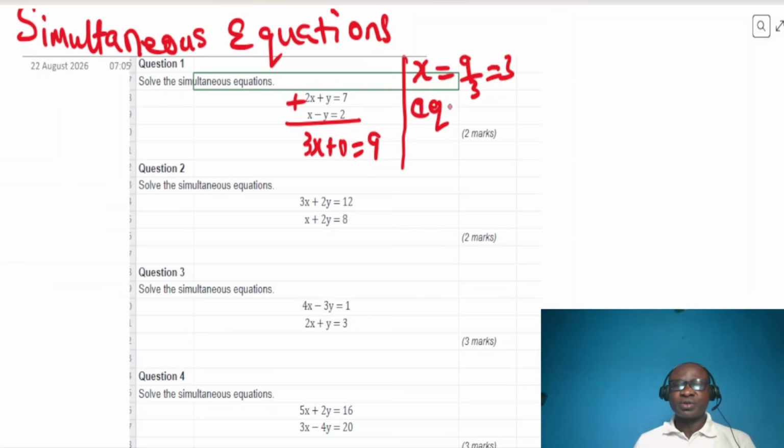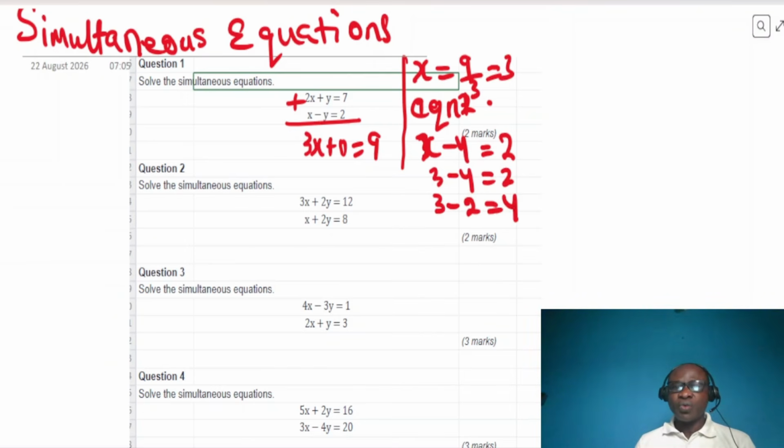Equation 2, which is x minus y equal to 2. Therefore, x is 3, so 3 minus y equal to 2. Therefore, 3 minus 2 will be equal to y, making the value of y equal to 1.